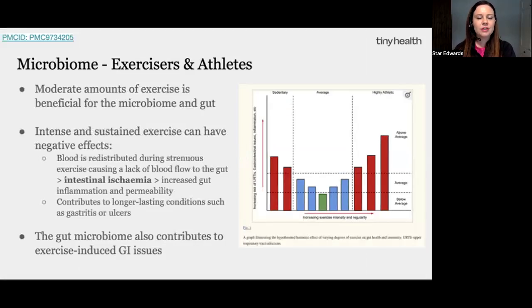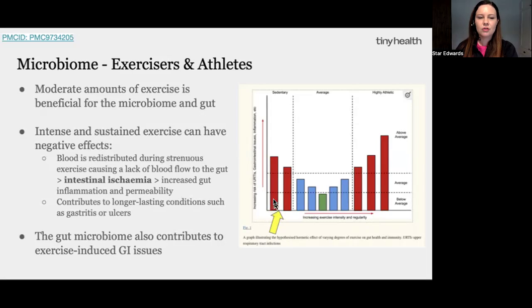So it appears that having a moderate amount of exercise is very, very beneficial for the microbiome. However, having a sedentary lifestyle or intense exercise may not be so great for the microbiome. And that is what this chart shows from this article. We see here in the first arrow, this is sedentary patients, and their microbiome is a little bit more inflamed.